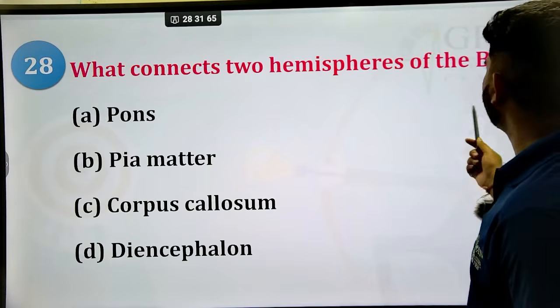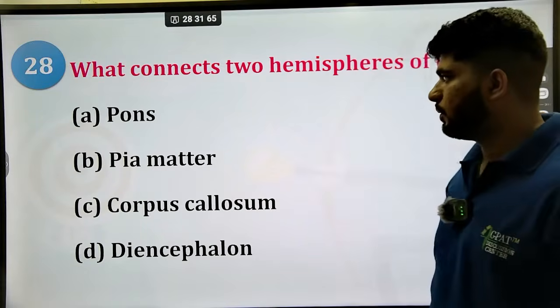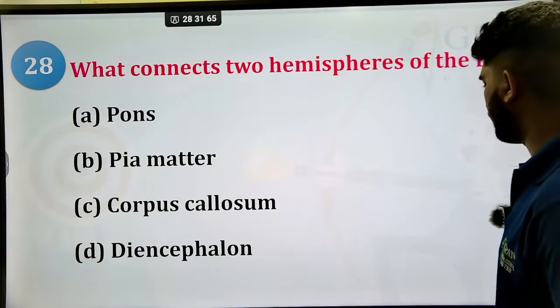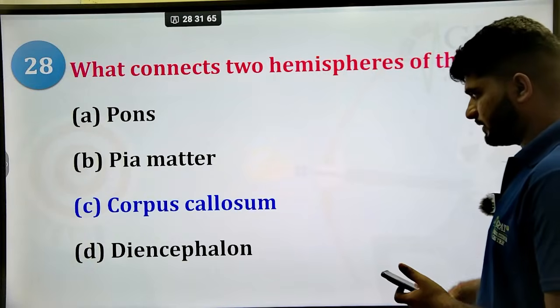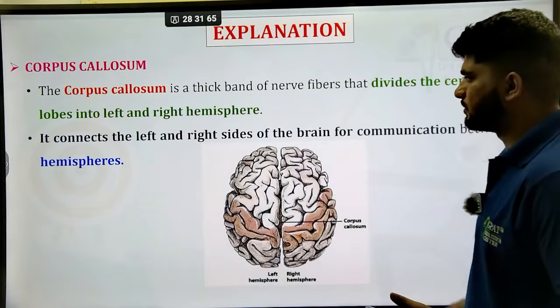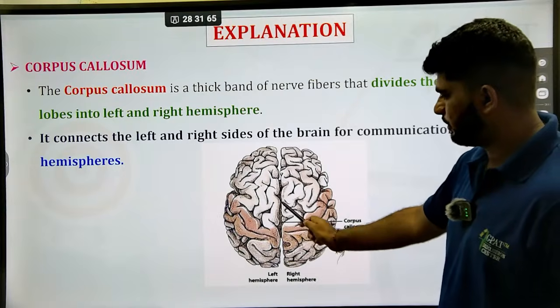Okay, chalo. What connects the two hemispheres of the brain? This hemisphere and this hemisphere. Pons, pia mater, corpus callosum, or diencephalon. That is your corpus callosum, C-shaped corpus callosum. This is your corpus callosum, C-shaped from this side.